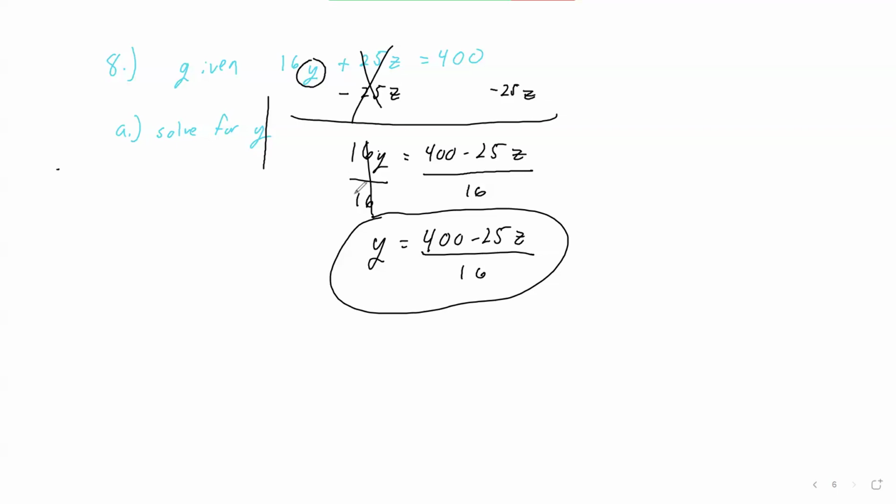Perfect. I was hoping that sticks going into the test because that's usually what happens. Like, oh, I get it, and then the test comes and it's, no, I don't remember. So yeah, all right.